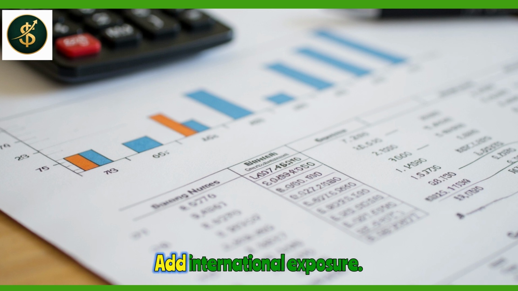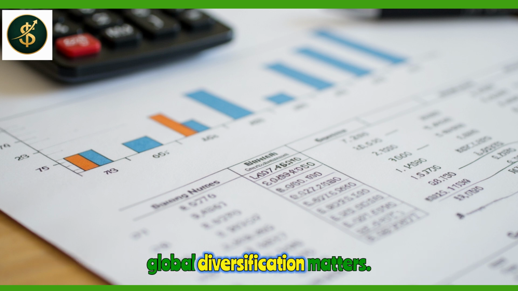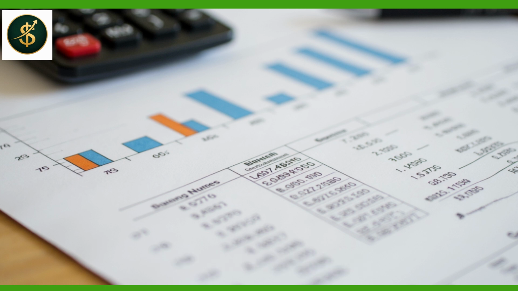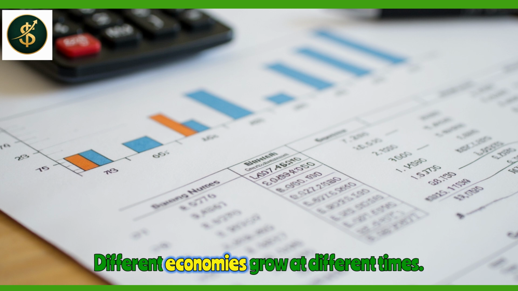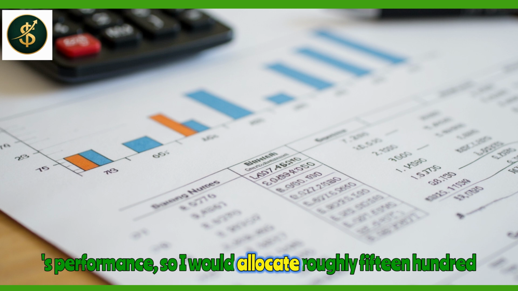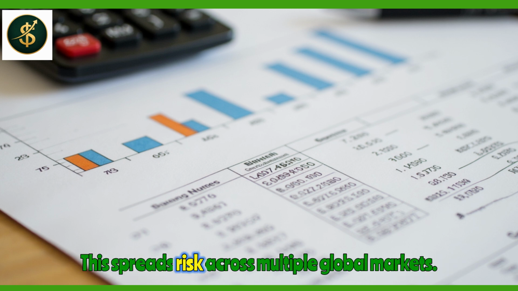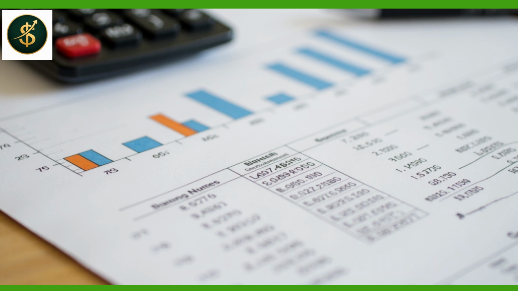Step two, add international exposure. Most investors concentrate heavily in their home market, but global diversification matters. Different economies grow at different times. Adding international exposure reduces reliance on one country's performance. So I would allocate roughly $1,500 to $2,000 toward a broad international ETF. This spreads risk across multiple global markets.